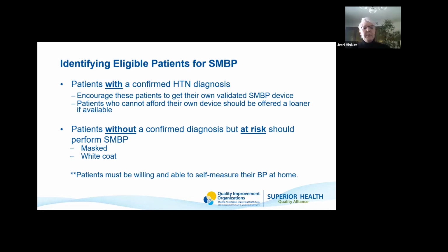Also, you might want to look at those patients who don't have a confirmed diagnosis of hypertension, but are at risk. These are the patients who are what we call borderline hypertensive or pre-hypertension patients, and those that you suspect have hypertension, maybe because of white coat syndrome, and maybe now with COVID, that they're wearing masks. Are they more anxious, and is that causing their elevated blood pressures?